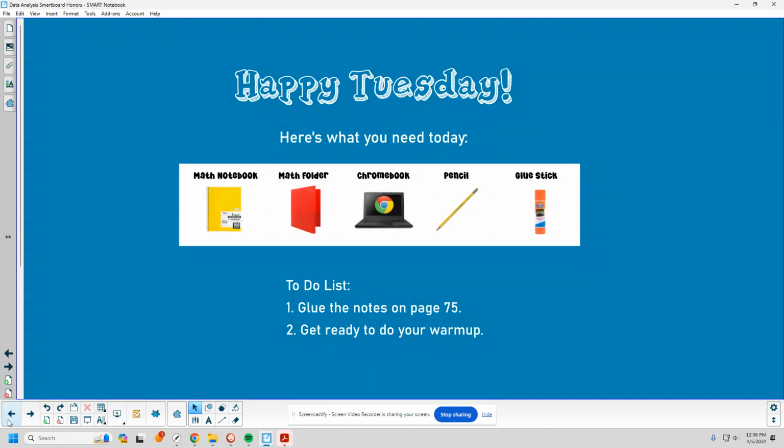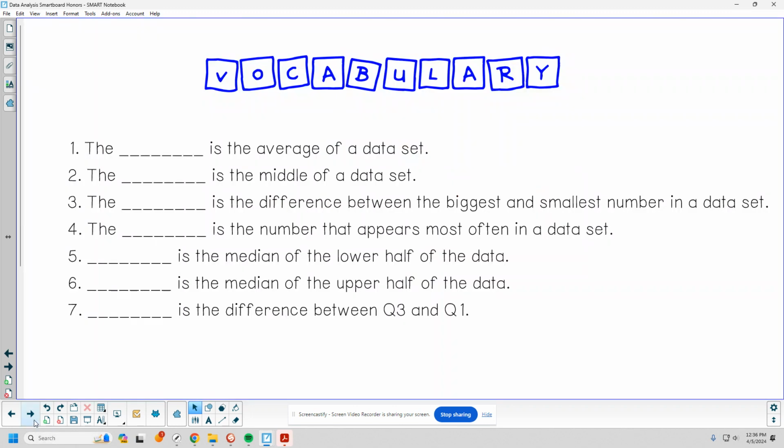All right, so make sure you have your categorical data notes glued on page 75. And whenever you guys are ready, we will move on to the warm-up. So for your warm-up today, I want you to number your paper 1 through 7 and see how many of these words you can fill in. You can pause the video until you've gotten a chance to try.